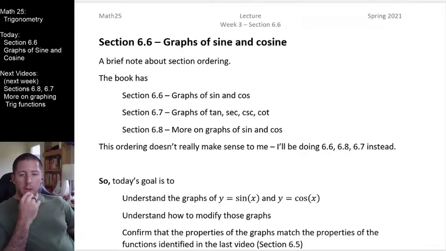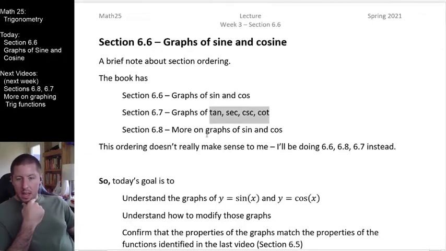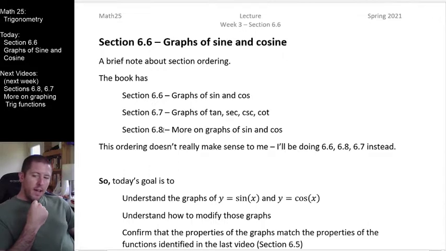And I just want to point out real briefly, our book suggests that they're going to introduce sine and cosine, then introduce tangent, secant, cosecant, cotangent, then come back to some slightly more complicated things associated with sine and cosine in 6.8. I kind of feel like that doesn't make any sense. I'm going to do all our sine and cosine stuff adjacent with each other.